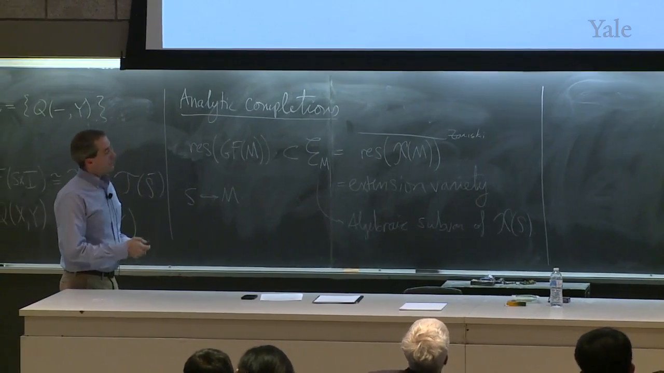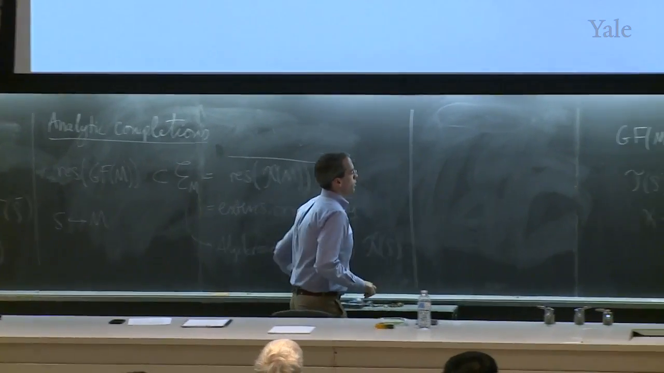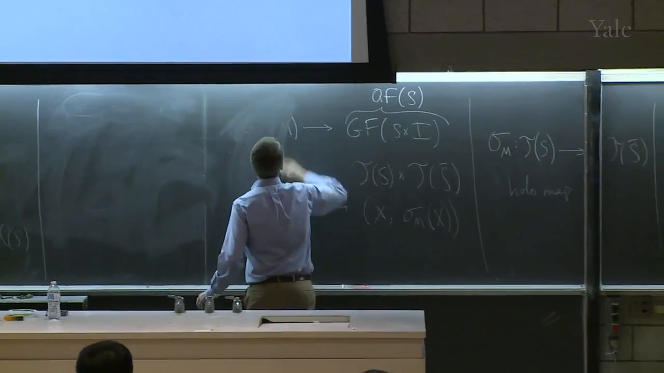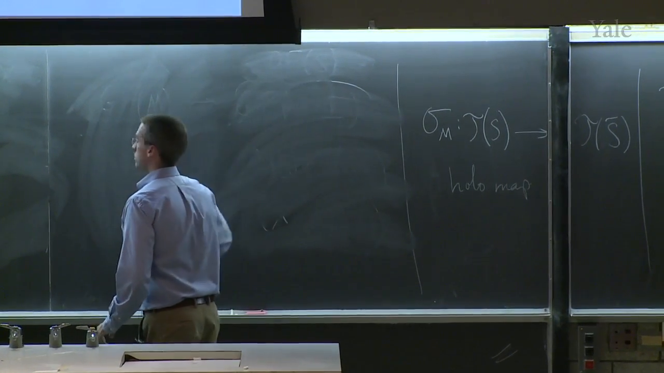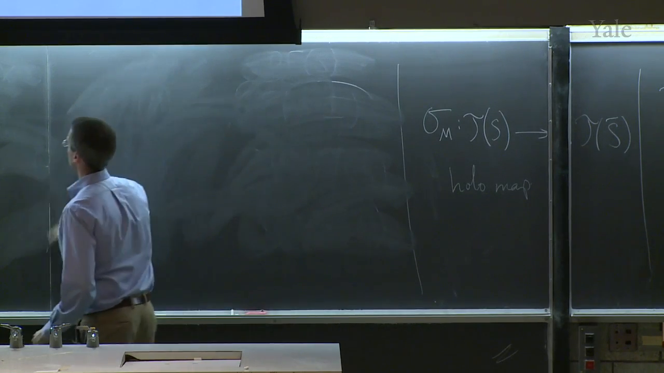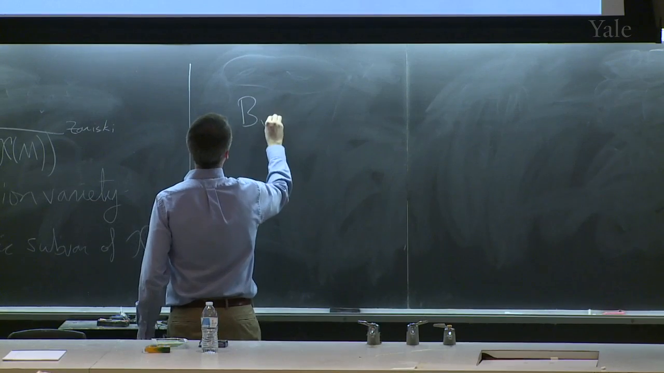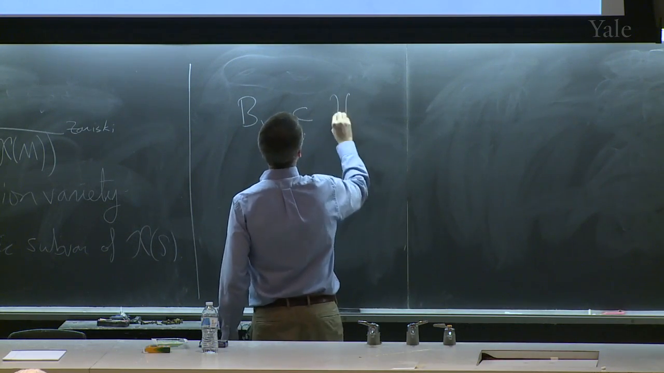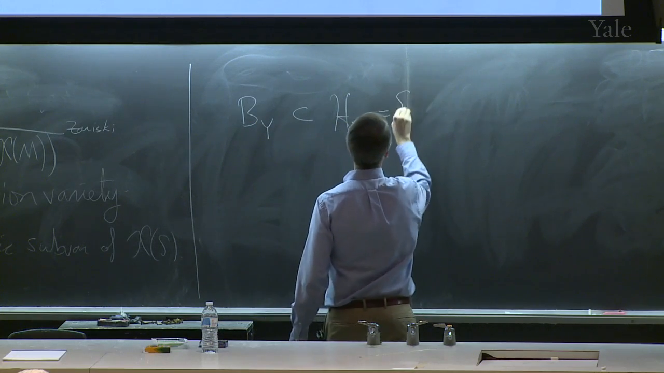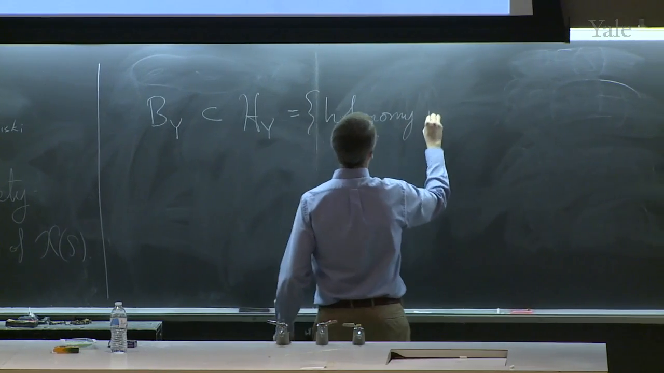What about the bare slice? So that is contained in the holonomy variety. I have to say something about projective structures. So the bare slice of Y is contained in HY, which is the set of holonomy representations of complex projective structures on Y.